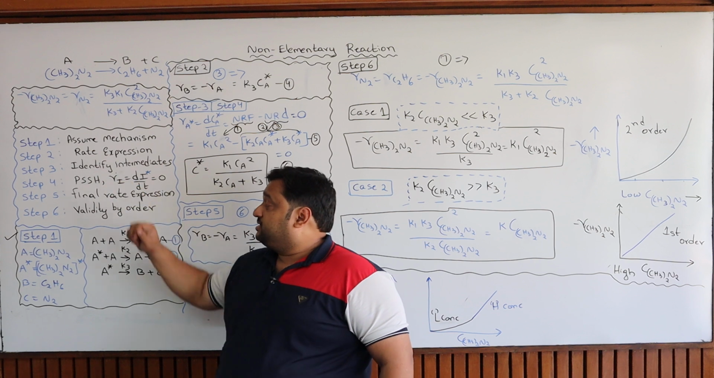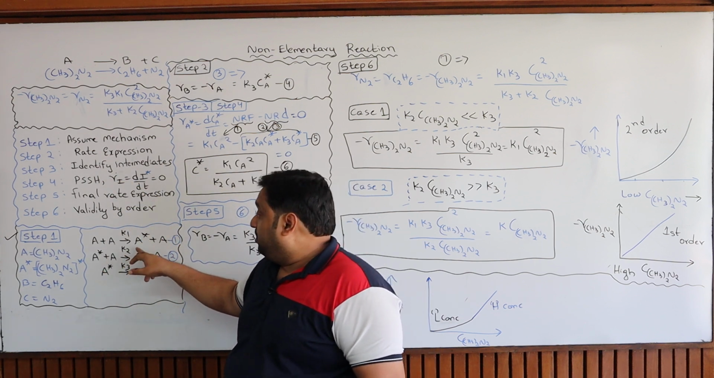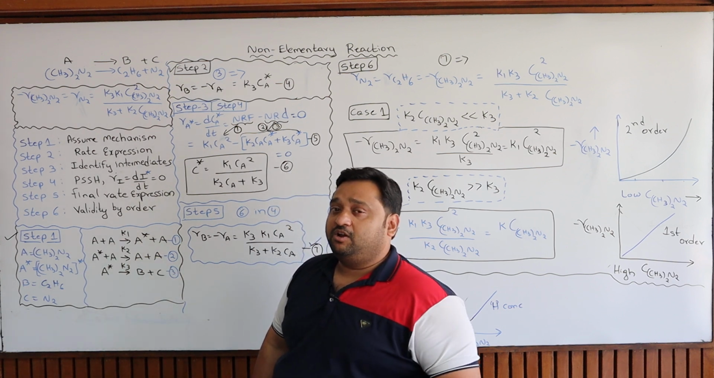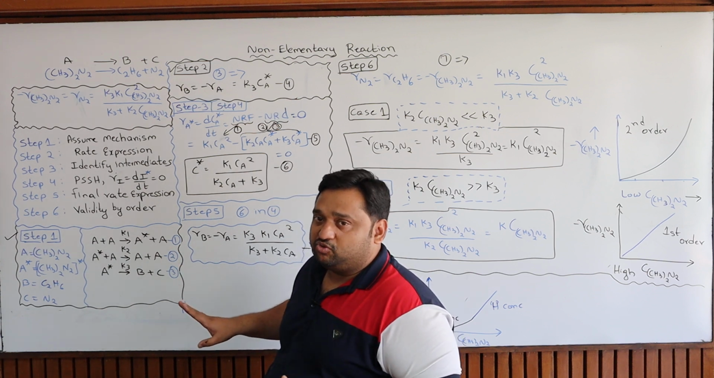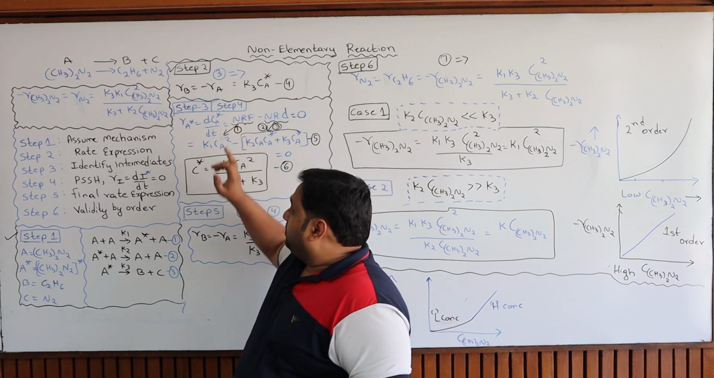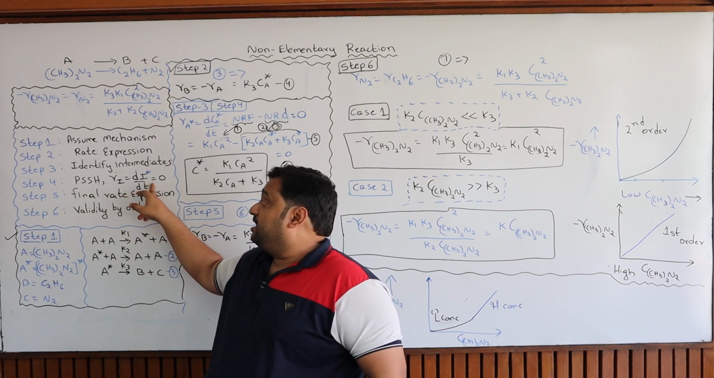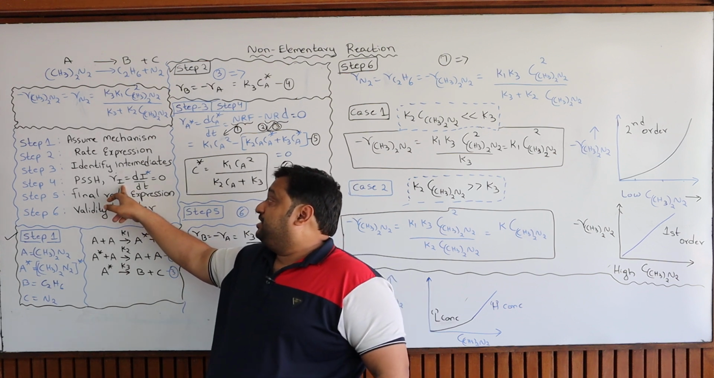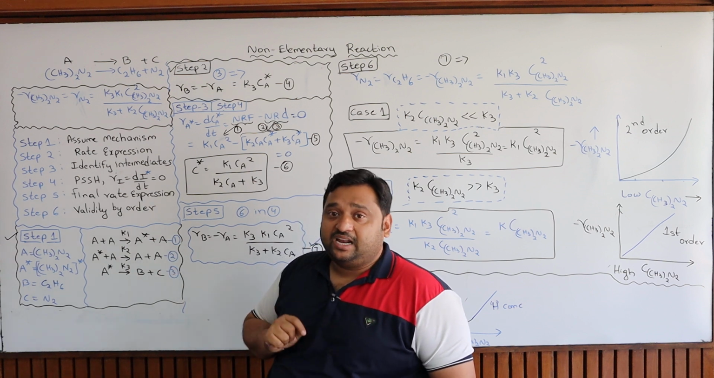The third step is to identify the intermediates. Among these, only A star, the activated azo-methane molecule, is my intermediate. That means there is only one intermediate in the mechanism assumed. In the fourth step, apply the pseudo steady state hypothesis for that intermediate. That means the rate of formation of the intermediate, dCA star by dt, equals 0. Here CA star is my intermediate.